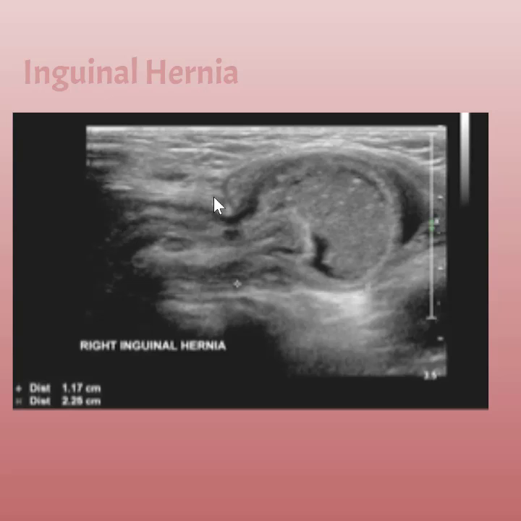The next thing that we'll want to do is make sure that we have the patient Valsalva. Usually what happens then is this whole structure, all of this bowel, will start to slide further into the scrotum. It becomes very exaggerated. And so we'll want to take a cine clip of that occurring.